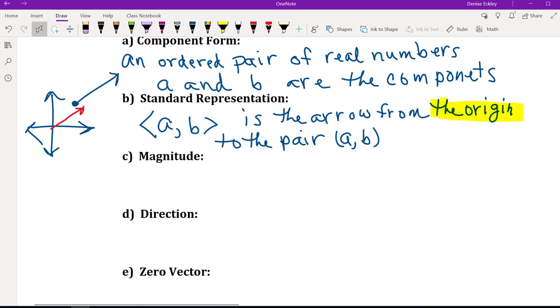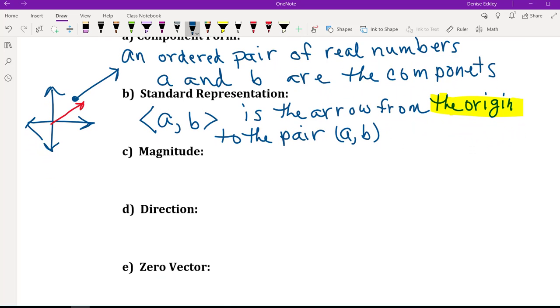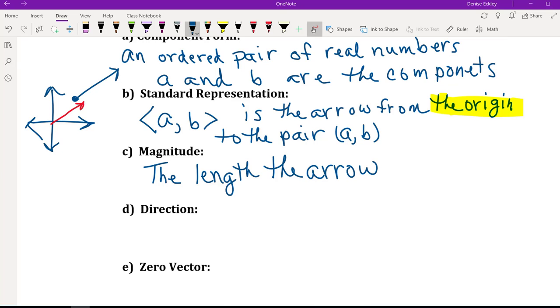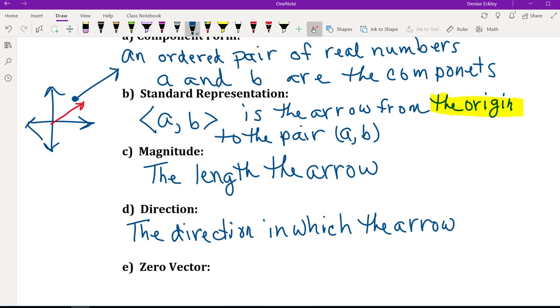Now what exactly is the magnitude of a vector? The magnitude of the vector is the length of the arrow. So that's the distance you've traveled. And the direction is which way the arrow is pointing. So vectors have length and direction.